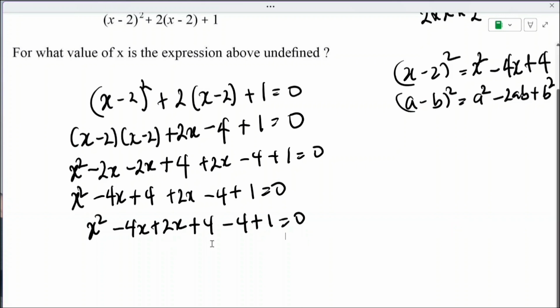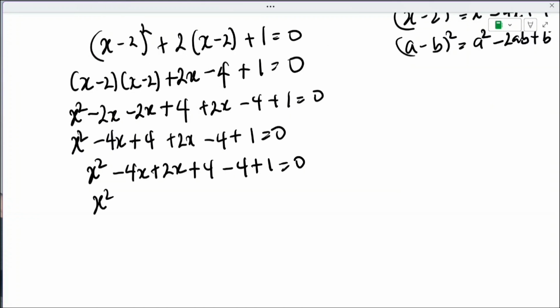You have to be very careful. Next, you have x squared minus 4x. This 4x owns this negative. Minus 4x, you are owing 4. Ignore the x for now.